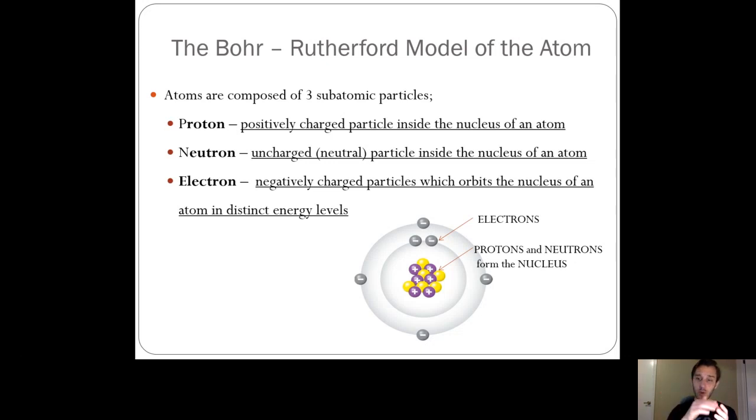We fit 2 electrons on that inner shell, and then we can fit up to 8 on the next shell, and so on and so forth. And hopefully you're looking at this diagram that's displayed here, going, oh yeah, I remember that. It's not a huge deal.